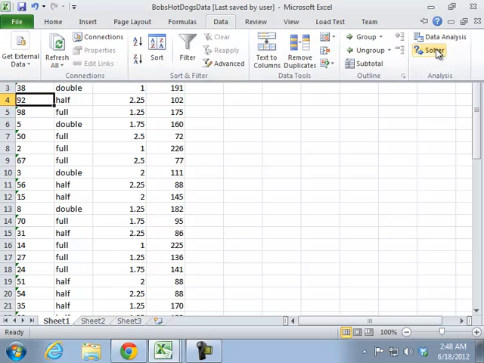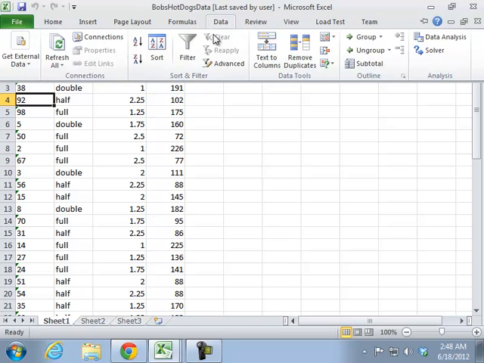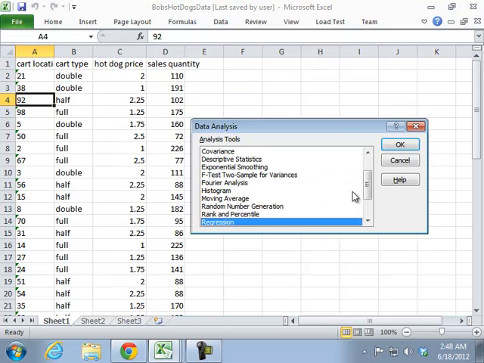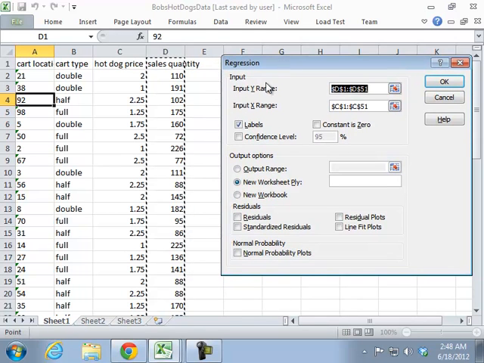So I'm going to go to Data. Oops, not Solver. Data Analysis, Regression. And as you can see, I've set it up so that my output is my sales quantity, and my input, my X range, is my price. And I checked labels because I included the top row.